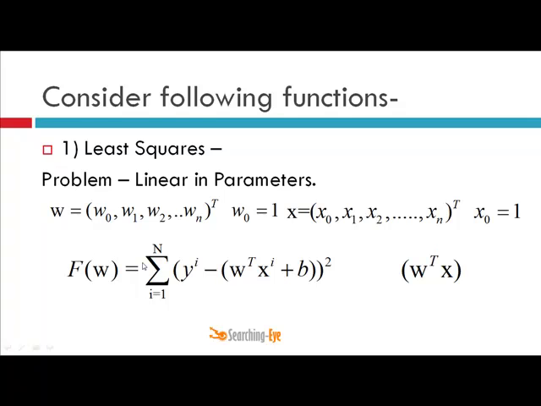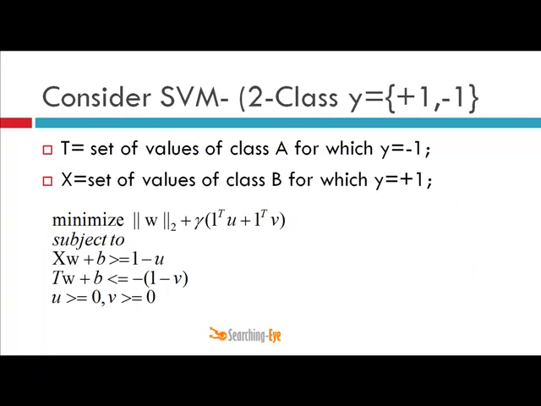Your objective function is to minimize the error between each of the training examples, the summation of error over the training set. Now consider the SVM as a two-class classification problem: a set of values of class A for which y is equal to -1, and x represents the set of values of class B for which y is equal to +1. Your objective is to minimize this norm. Your norm of W is the Euclidean norm of W plus gamma times, which is a bias parameter or trade-off parameter between these two objectives, gamma times 1 transpose U plus 1 transpose V.